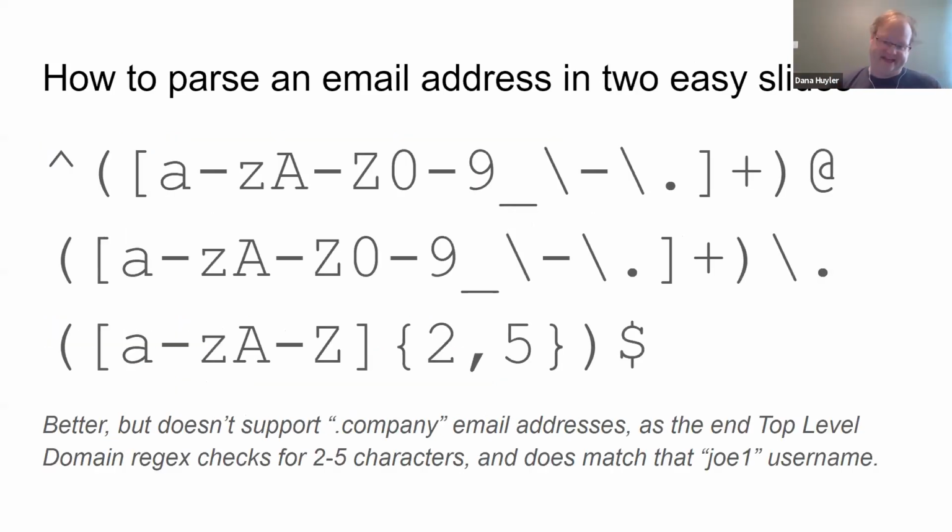So let's add some more information. This regular expression gets much bigger. The takeaway is this is good, but it doesn't get all of them, because we've added concepts such as .company as a top level domain for a domain name. Like google.com could have google.company. If you had that kind of email address, this would fail because it doesn't match .company.